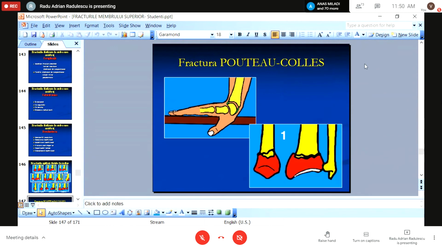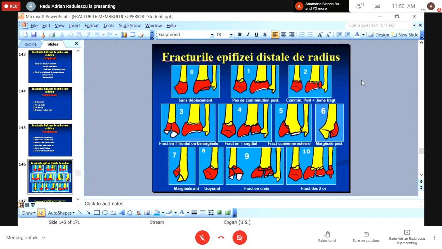In the French literature, you will probably find it only as Colles fracture. But in fact, these two authors had equal contributions in the description of this fracture. So we call it the Pouteau-Colles fracture, which is, like I said, an extra-articular fracture, you can see here, in comparison with most of the others, which are intra-articular fractures.